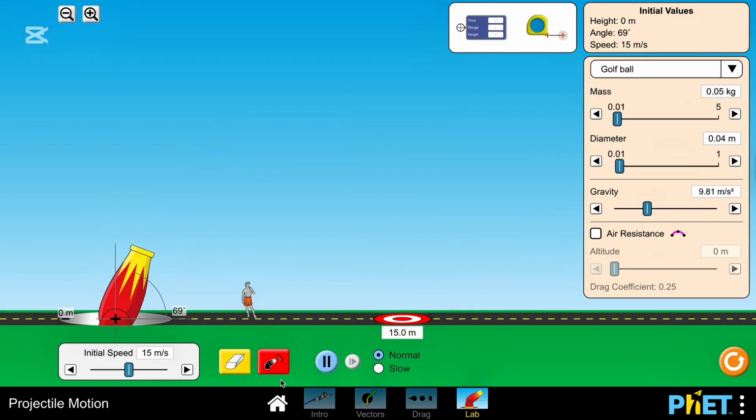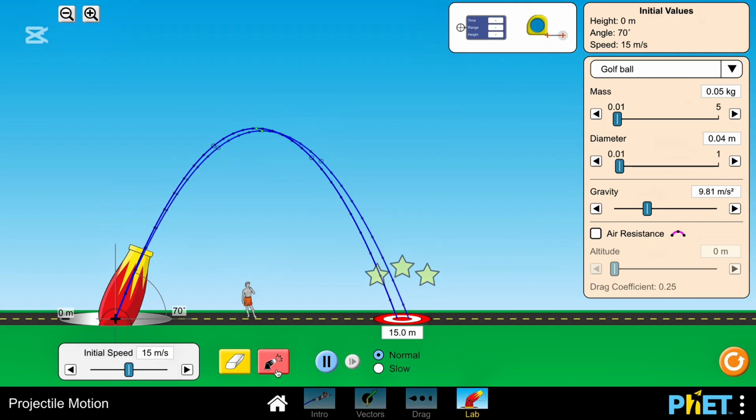So let's fire the first projectile for 69, and then the second one for 70. Okay, that's good. So first of all, we have to determine the range, height, and time for these two trajectories. So let's write it down over here.